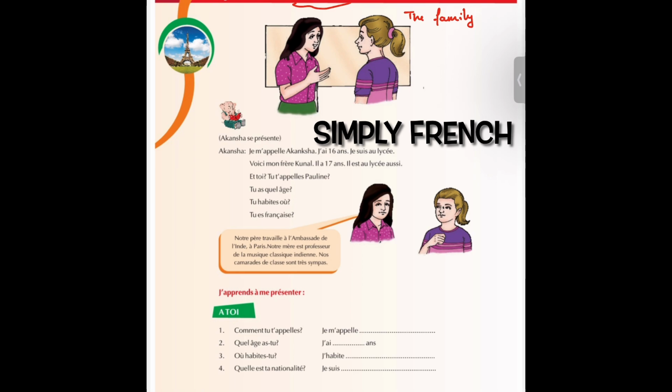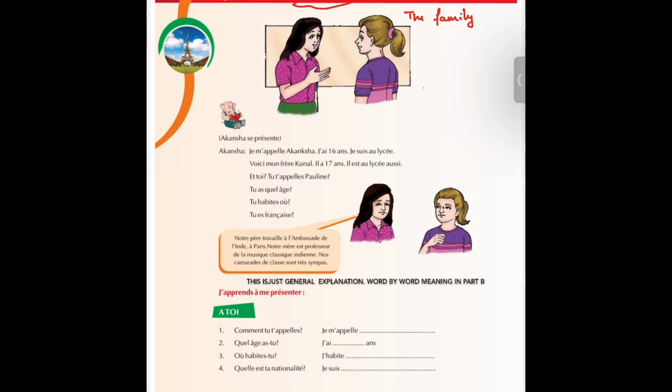So, lesson 1, the family. You might already know that family means la famille, that is the family. If this was a masculine noun, then it would have been le, and if the noun starts with a, e, i, the vowels, then the article would be replaced by l apostrophe. Okay, so in the first line they are telling Akansha se présente.